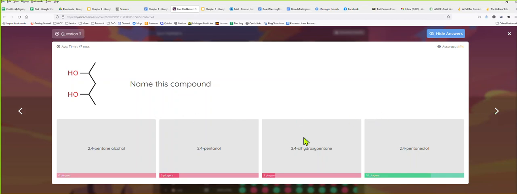Name this. Most of you got this one right. It's 2,4-pentanediol. You've got two hydroxy groups, so that makes it a diol instead of just an ol. So, any questions there?